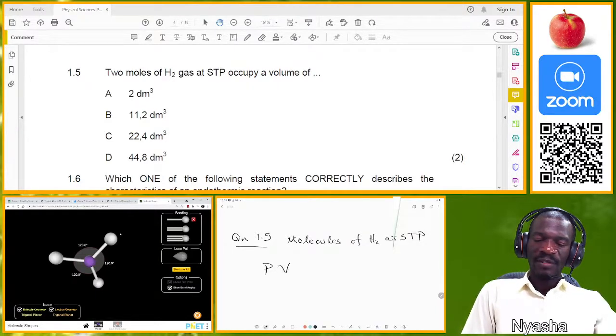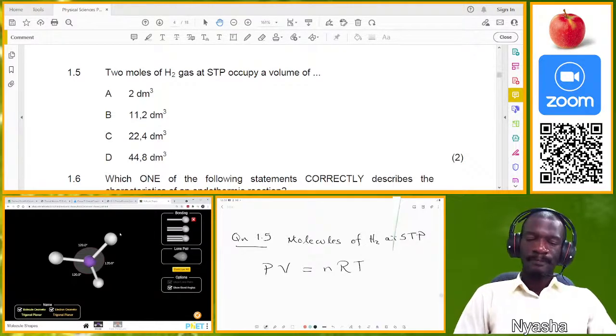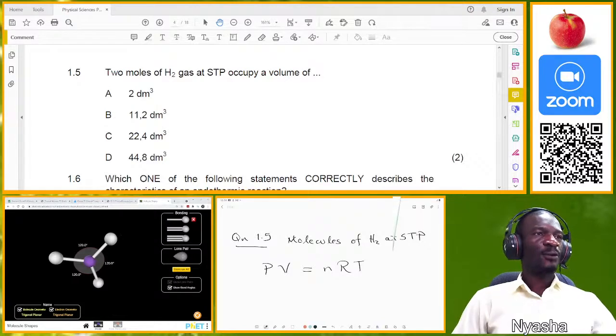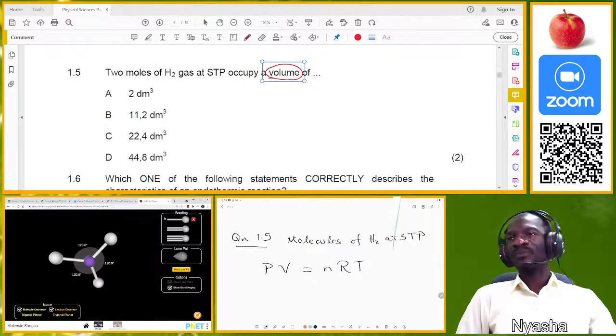So that's our PV is equal to nRT. That's our ideal gas law. Now, we want to find the volume. They want us to calculate the volume. If you have been given the equation PV is equal to nRT, how can you calculate the volume?